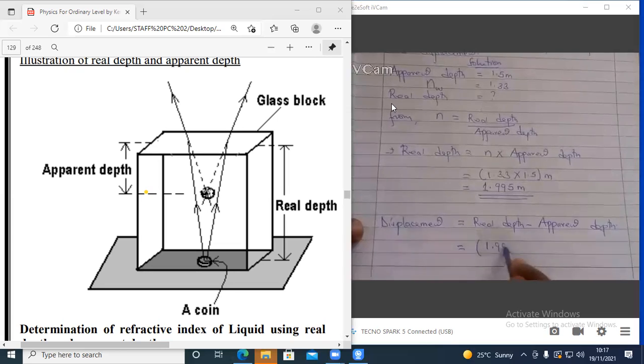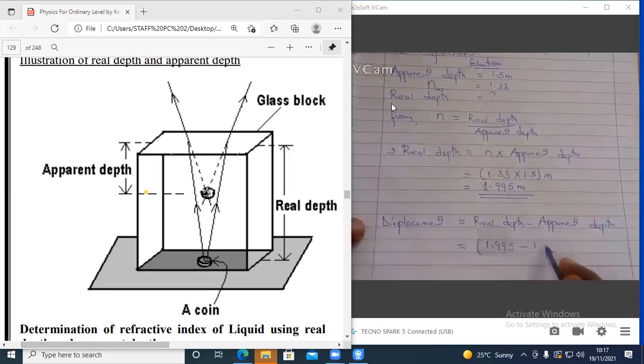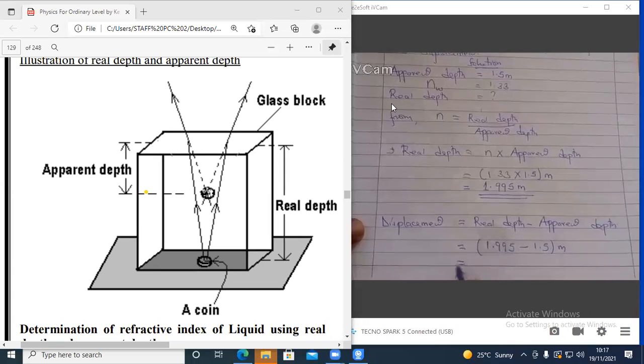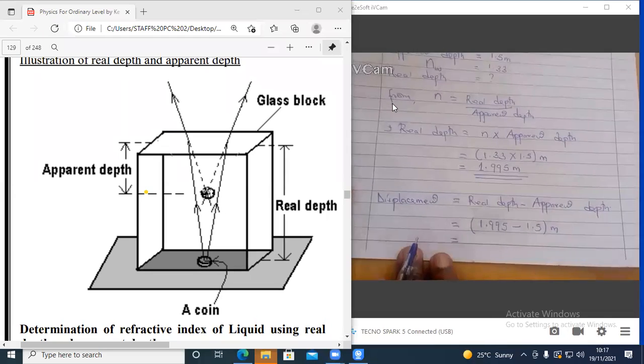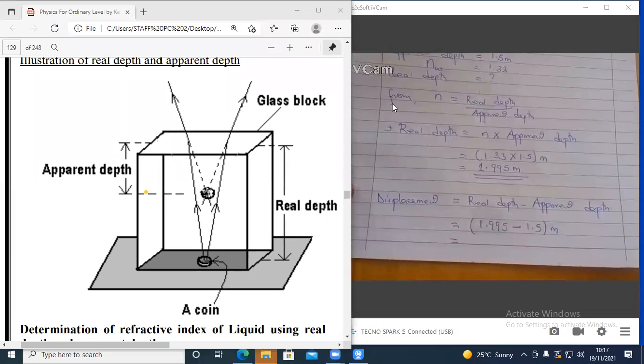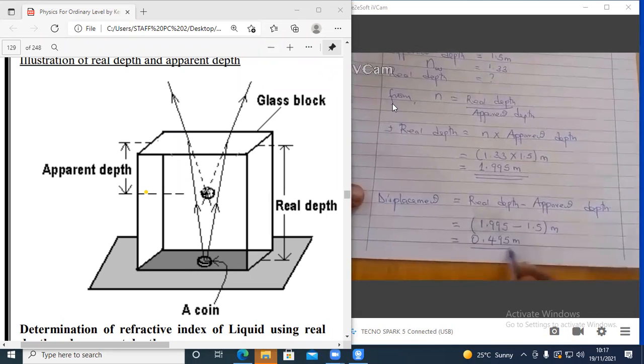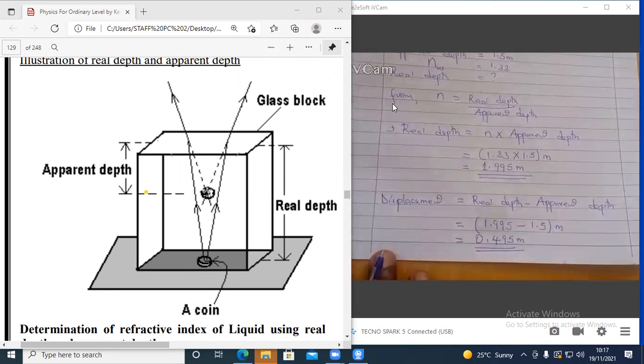1.995 minus 1.5 meters. What do you get? 0.495 meters. Are we together, members? Yes, teacher. I think I'm very loud and clear on this. Okay.